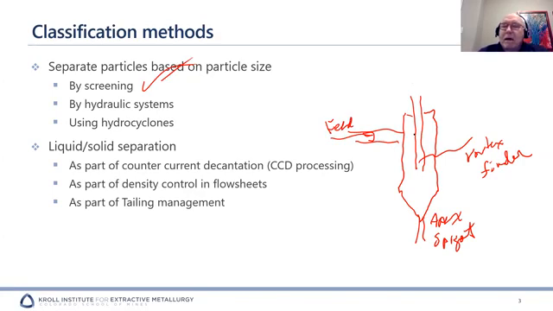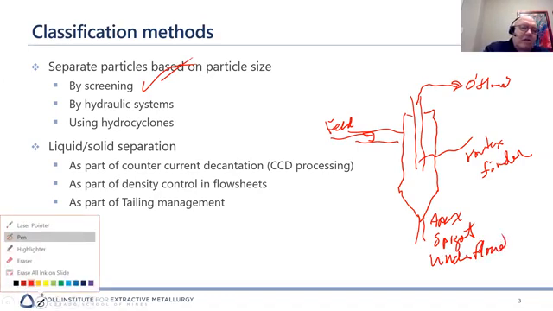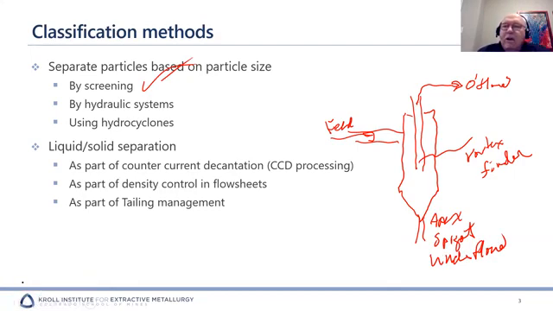The overflow is picked up on the vortex finder out the top here, and what comes down here is the underflow, which comes out through the spigot. So if we think about this, there's many of these used. The feed comes in, the slurry, and in the case of a classifier, we assume that it all has the same specific gravity.